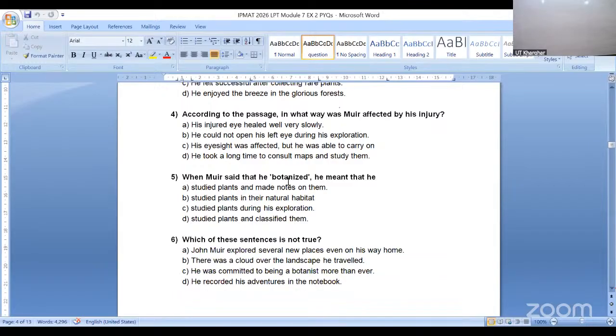Okay, question number 5. When you say that he botanized, what did it mean? Earl, question 5. Ma'am, I didn't do this question, but if I select now, it will be B answer. Studied plants in the natural habitat. Okay. Who else has an answer for this? Vidhi, question 5. Did you mark anything? Yes, ma'am. What did you mark? B. Okay, anybody who didn't mark B?